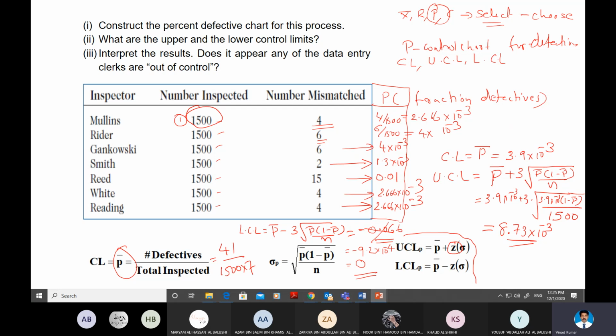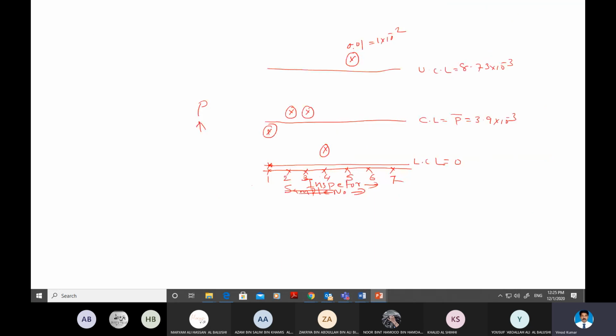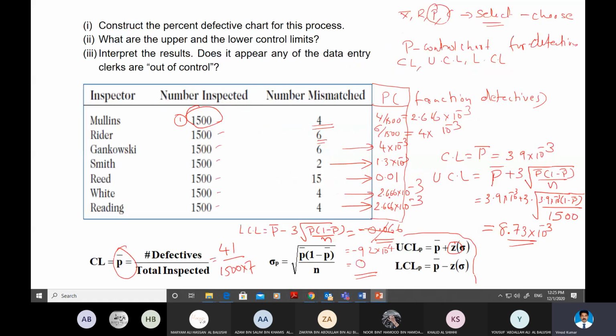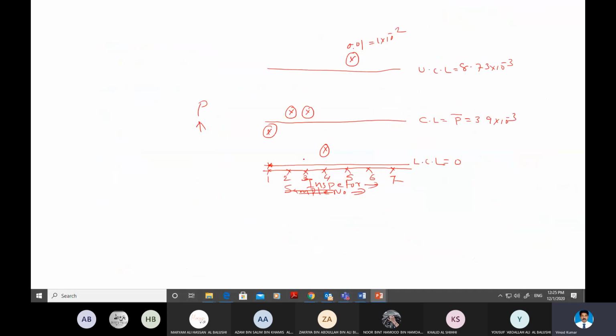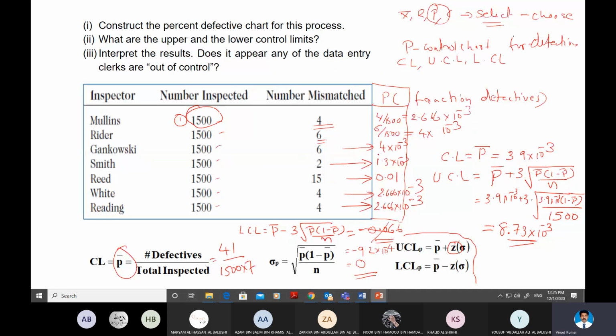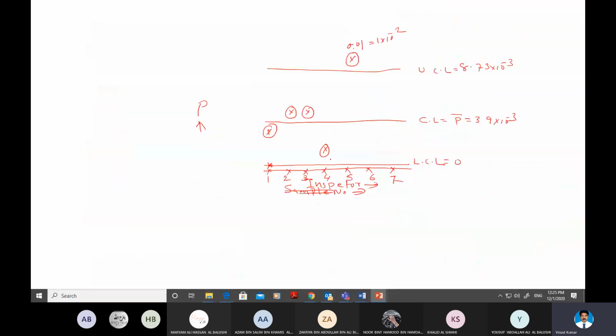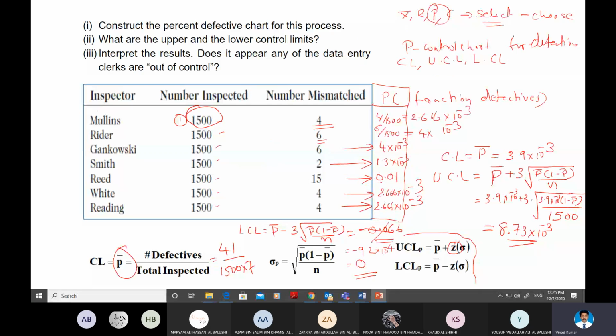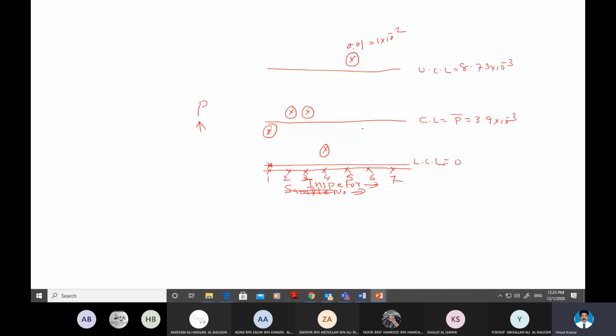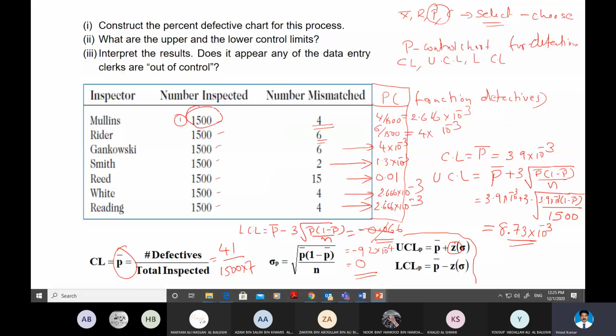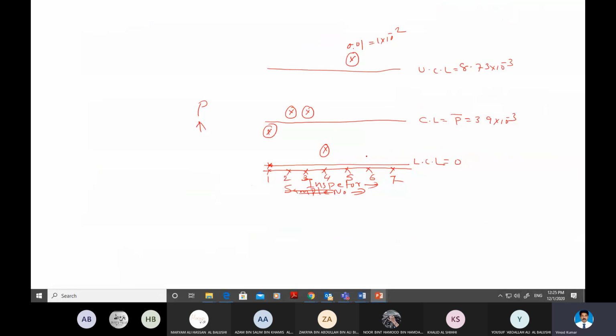Then we have 2.66 times 10 to the power minus. I did something wrong somewhere. How many are there? 1, 2, 3, 4, 5, 6, 7. Yes, 1, 2, 3, 4. The fourth is 1.3, the fifth is 0.01. What is the sixth? The sixth is 2.66, and the sixth and seventh.